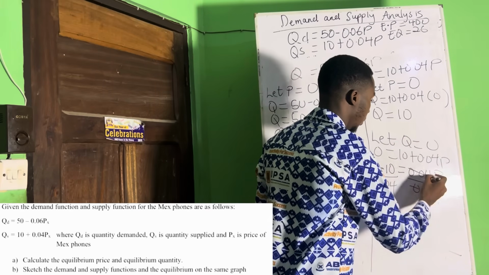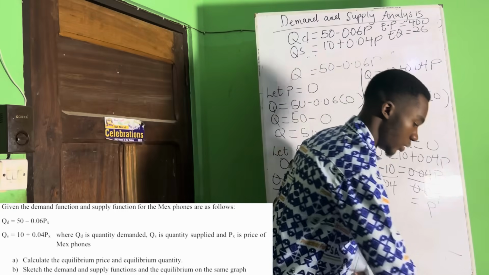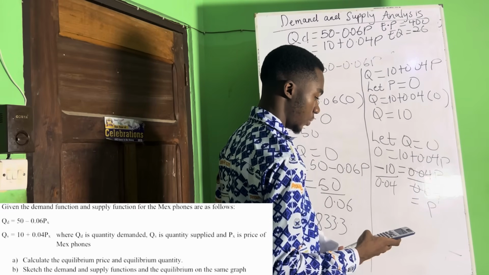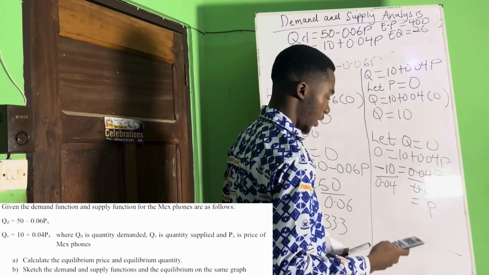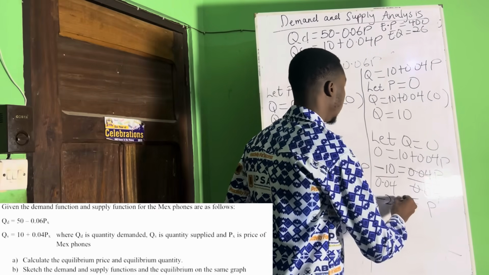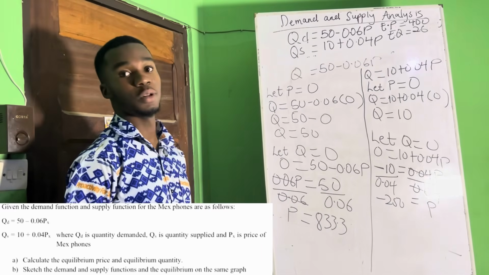So this will cancel this. So our P is equal to negative 10 over 0.04. We are getting negative 250. So our P is equal to negative 250. So now we are done. So now that we've got the values, we can plot it on the graph.